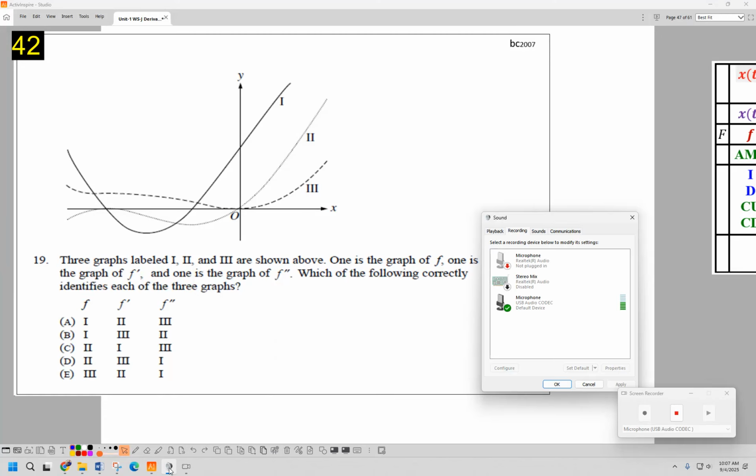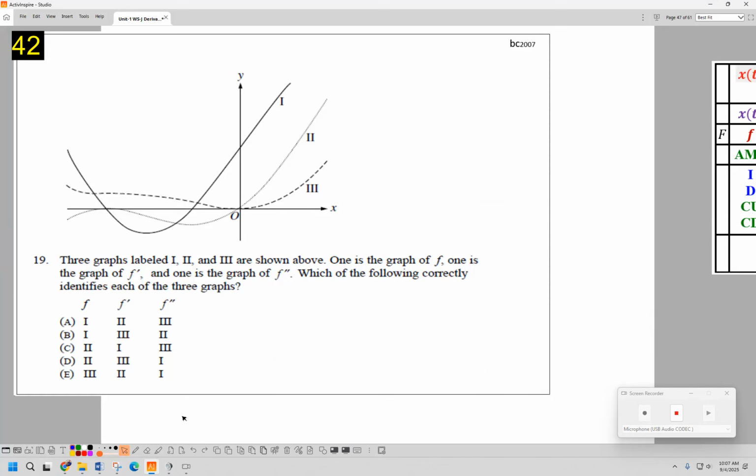Okay, 42 is another great example of we just got to talk about it. So here we go. Okay, we look up. It shows three graphs. One is F prime, one is F double prime, one is F itself. They don't tell you which is which. You have to figure it out.